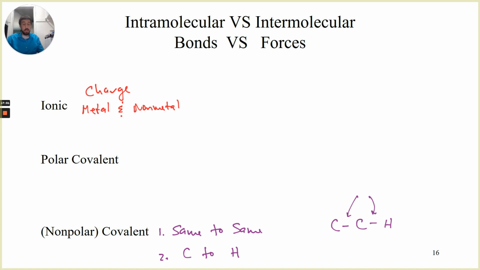Okay? I could throw on chloride. And chloride, you might say, well, chloride to carbon, okay, that's not same to same, so that's not a non-polar covalent bond. But if I did chloride to chloride, that's a non-polar covalent bond, okay, because that's same to same. So we're kind of ignoring the electronegativities for the moment, because really we're just saying same to same, non-polar covalent, and then our ionic, the differences are so large, that's why we're saying metals and nonmetals.